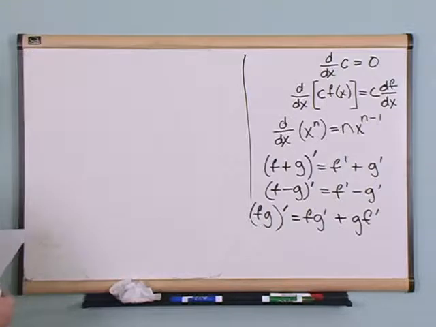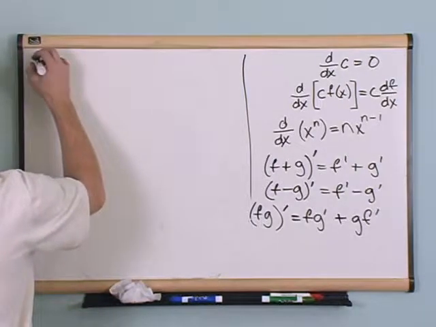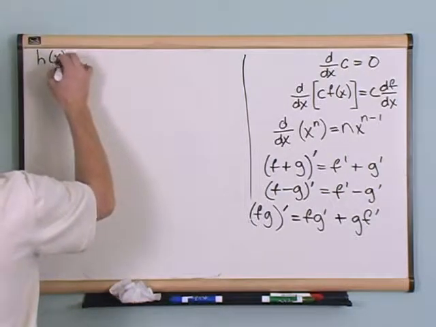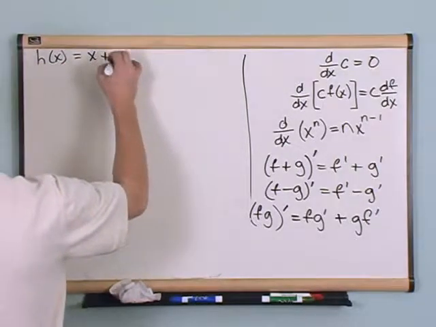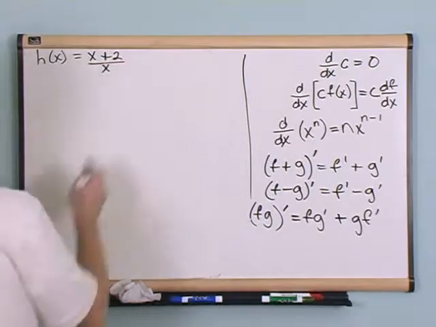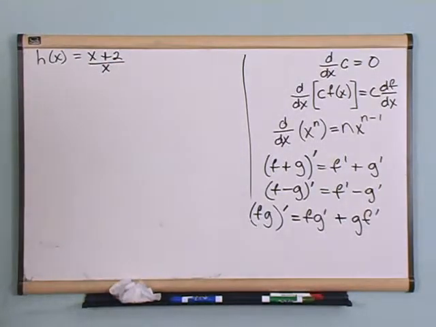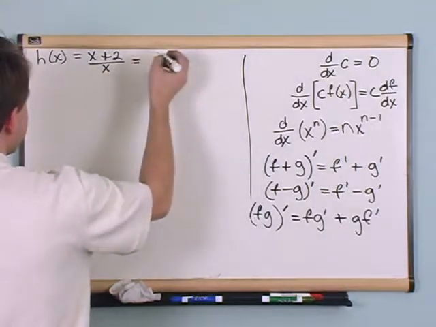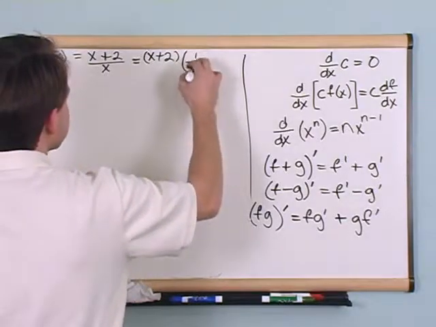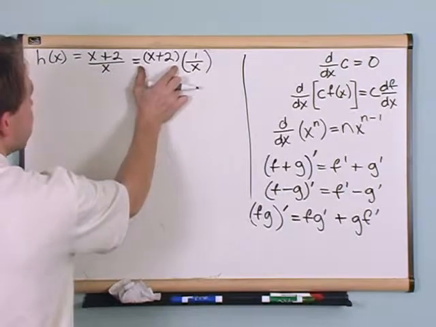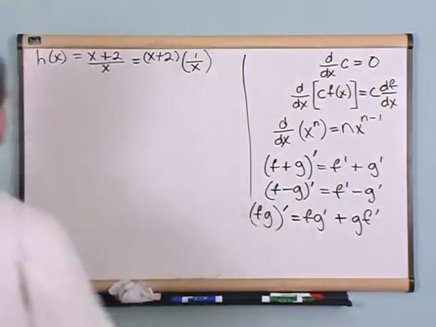Okay, what if you had something like h of x equals x plus 2 over x. Well, at first you might say, that's division. That's not multiplication. But you can rewrite this, you see, as x plus 2 times 1 over x. Now I've got a function of x times a function of x, which is this.